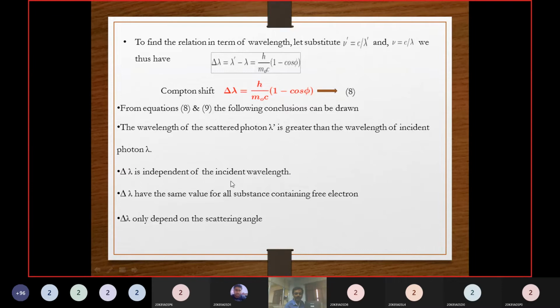Now, del lambda has the same value for all substances containing free electrons. That means it does not depend on the substance either. Del lambda only depends on the scattering angle.